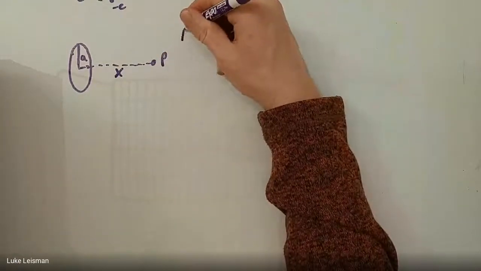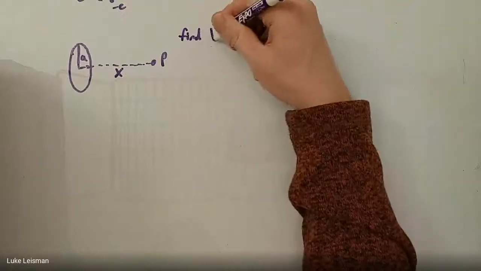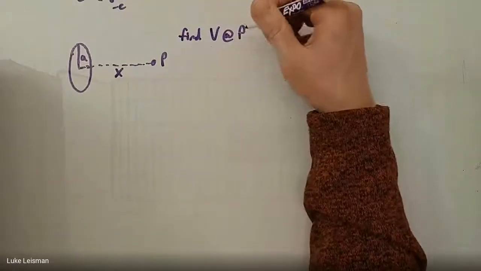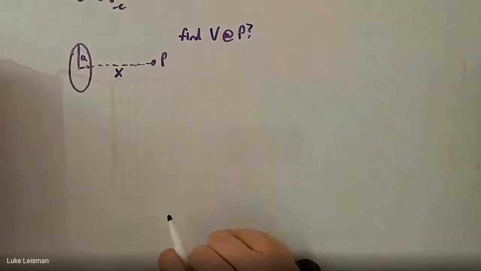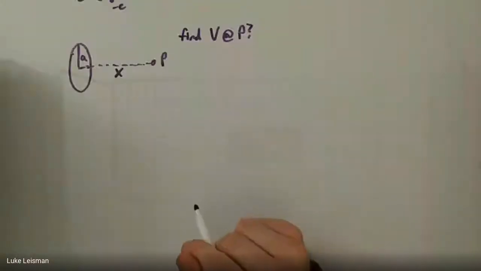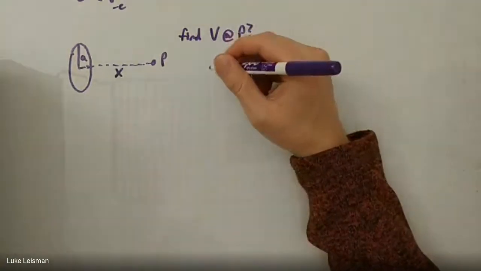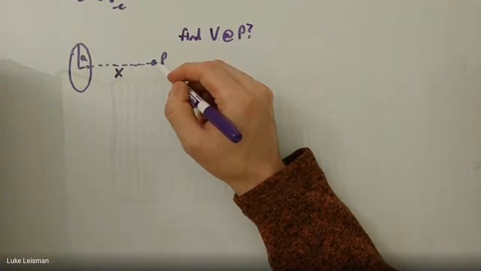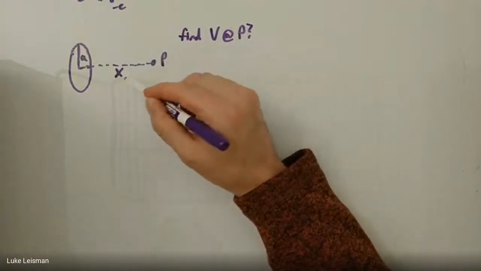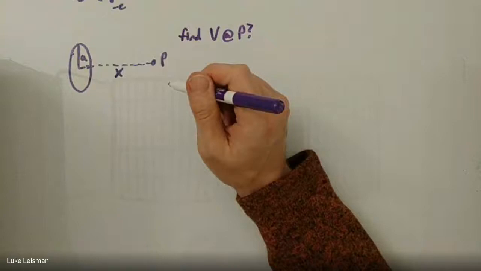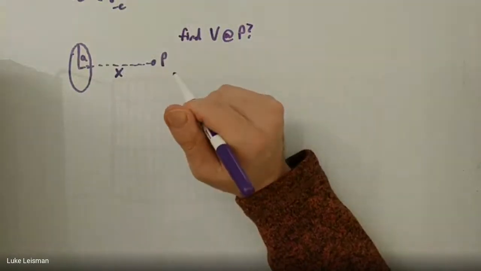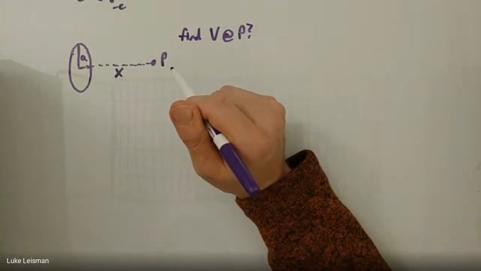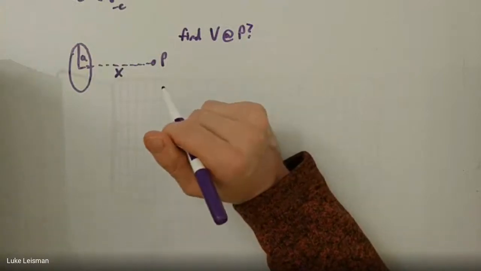The question is, find V at point P. So how are we going to do that? Well, good question. You remember with electric fields, to find the electric field at point P, we needed to draw in all the vectors and take all the different vector components and then do a big nasty integral, right? Lots of good memories there, I think, for everyone.